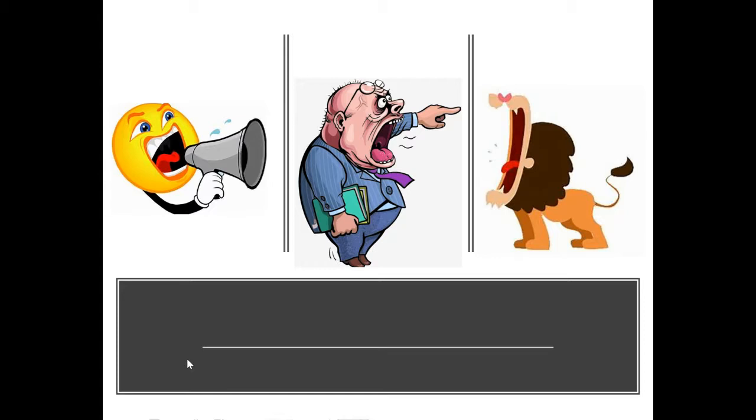Well, in the first picture, I notice an emoji is yelling through a microphone very loudly, it looks. In the second picture, I notice a man is yelling and he does not look happy. And in the third picture, I notice a lion, I believe, is roaring or yelling. So, how are these pictures the same or similar?